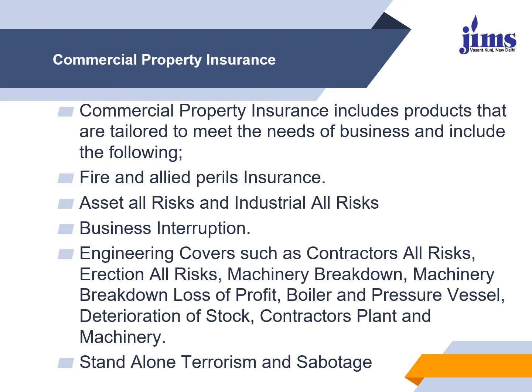Now, commercial property insurance. Commercial property insurance includes products that are tailored to meet the needs of business and include the following: fire and allied perils insurance, asset all risk and industrial all risk insurance, business interruption, engineering covers such as contractors all risk, erection all risk, machinery breakdown, loss of profit, boiler and pressure vessels, deterioration of stock, contractors plant and machinery, standalone terrorism and sabotage.